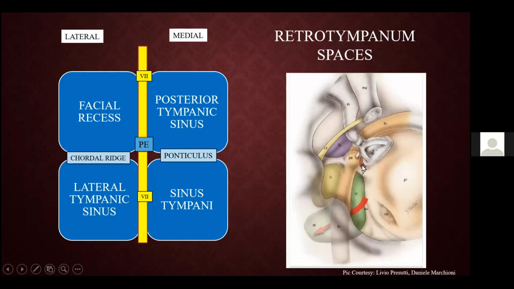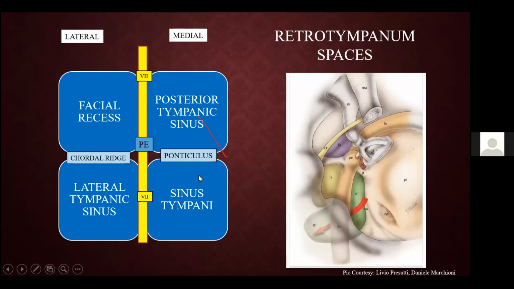The medial spaces are termed the posterior tympanic sinus, superior to the ponticulus, and inferior to the ponticulus is the sinus tympani. And the lateral spaces of the superior retrotympanum include the facial recess, which is superior to the caudal ridge, and the lateral tympanic sinus, which is inferior to the caudal ridge.